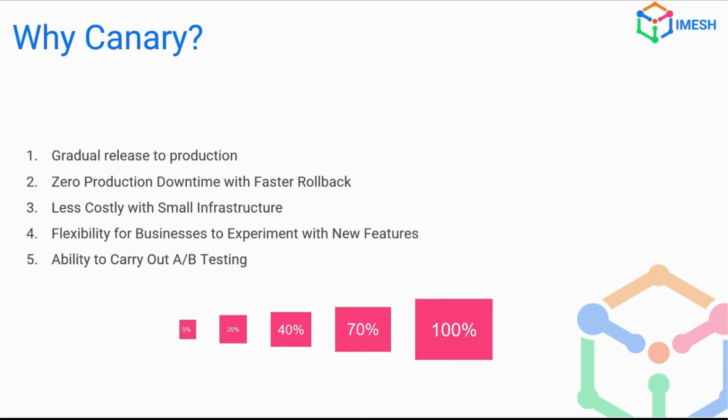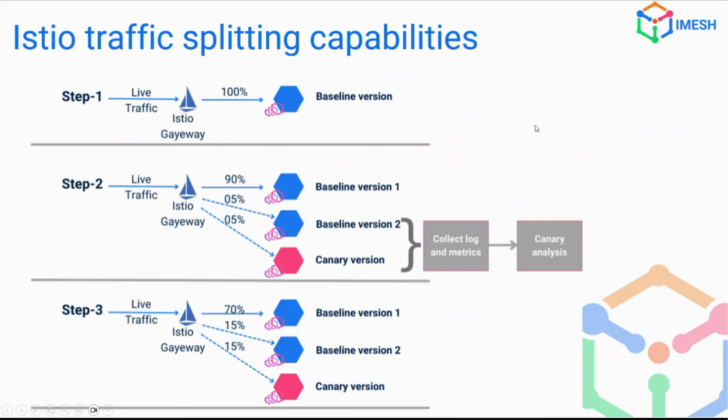Okay, going to the next part. How exactly does Istio do the traffic splitting? In the first step, we can see 100% of the traffic is going to the baseline version. We can have multiple versions and distribute the traffic based on the configuration. We'll see how it is distributed. We can have a Canary version that will get 5%. Gradually we are increasing the traffic to the new version. That way it works usually.